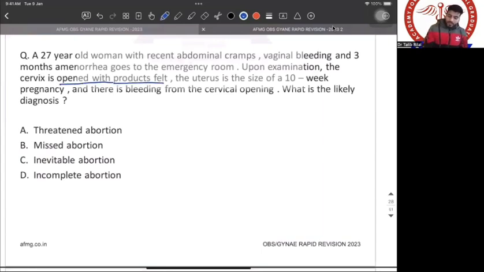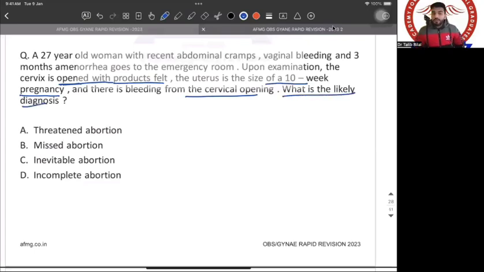The uterus is the size of a 10-week pregnancy, and there is bleeding from the cervical opening. The cervix is open, guys, and there is bleeding. What is the likely diagnosis?